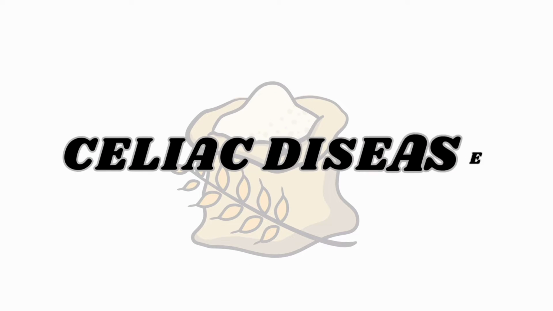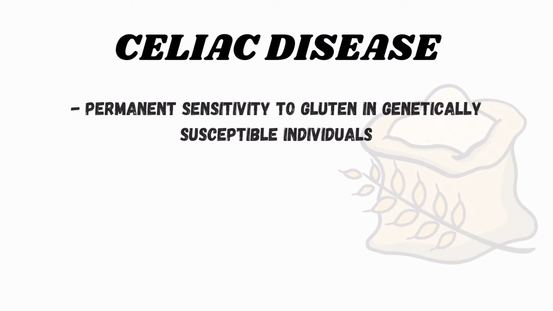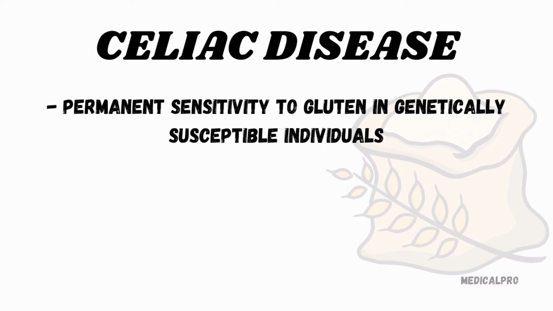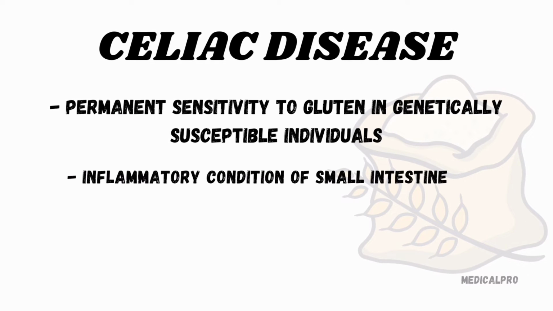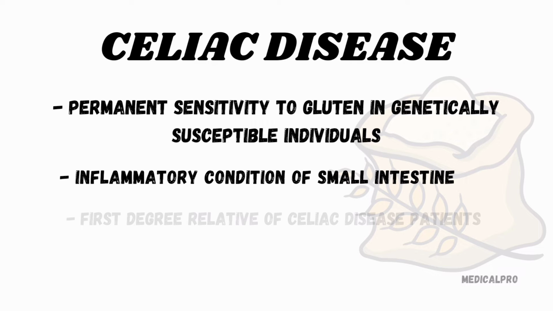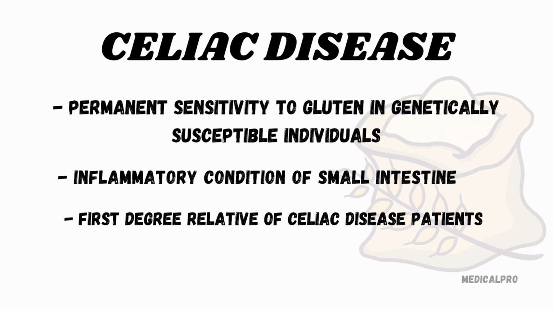Our today's topic would be about celiac disease. It is an autoimmune condition where it causes permanent sensitivity to gluten in genetically susceptible individuals. It leads to an inflammatory condition to the small intestine, especially jejunum. There is a high risk of children acquiring the disease from a first degree relative.